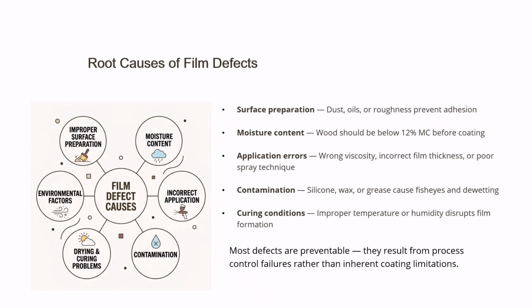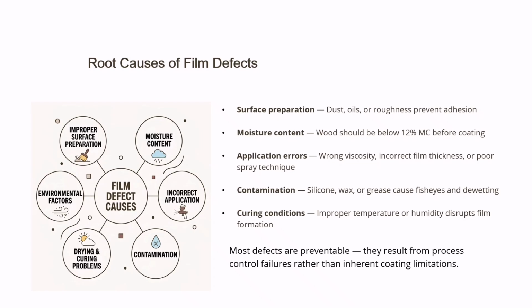This slide explains the main root causes of film defects in coating processes. The first cause is poor surface preparation. Dust, oil, or rough surfaces reduce proper adhesion. The second factor is moisture content. Wood should normally have less than 12% moisture before coating to avoid defects.